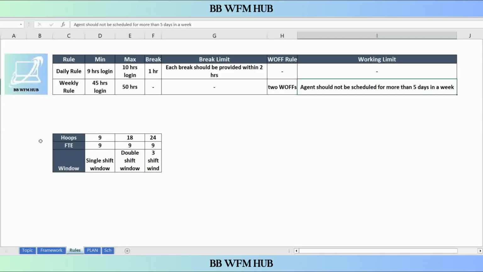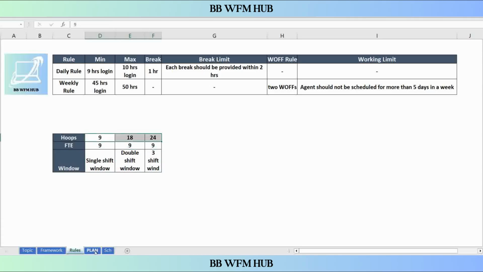And then here is the hoop and FT. For example, we have a hoop of 9 hours and we are taking the full-time equivalent as 9. So we will have a single shift window, which means we will only have one shift in our roster. If we have a hoop of 18 hours, then FT is 9, we will have a double shift, and if we have a hoop of 24, FT is 9, then we will have a 3 shift window. That means we will have 3 shifts in a day. This is the minimum number of shifts that we need in these hoops.